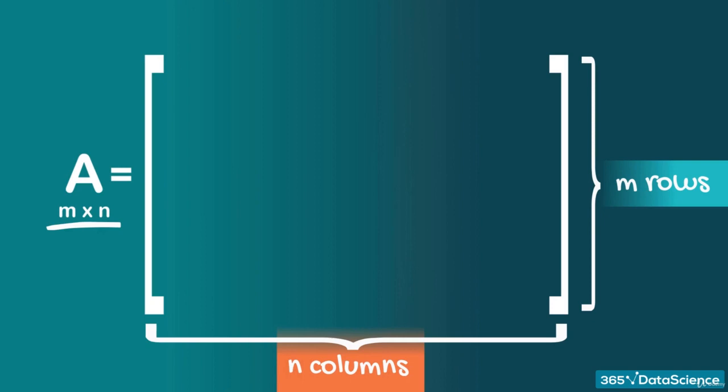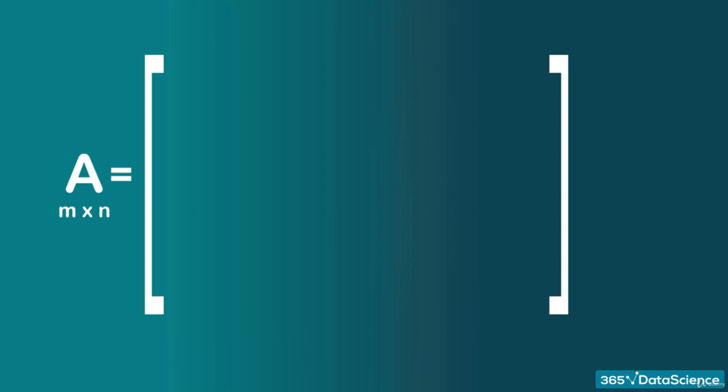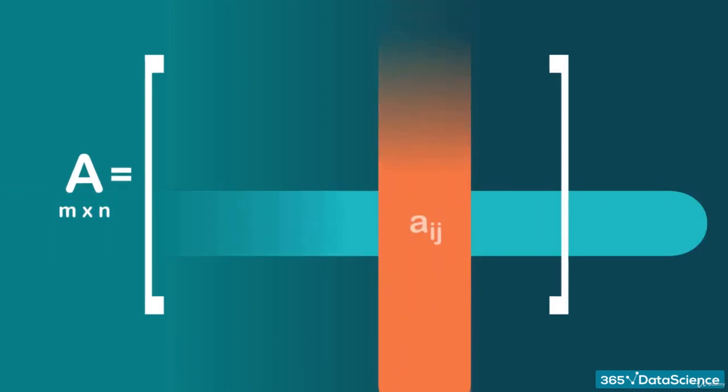Sometimes we need to reference a particular element of A. The elements of A are denoted with a lowercase a and 2 numbers indicating the respective element position in terms of row and column. For instance, a_ij is the element at position ij, where i is the respective row and j is the respective column.